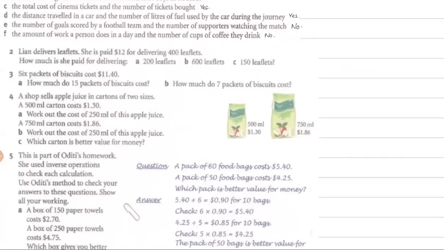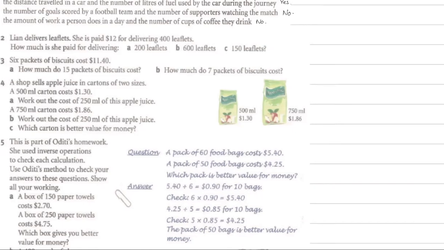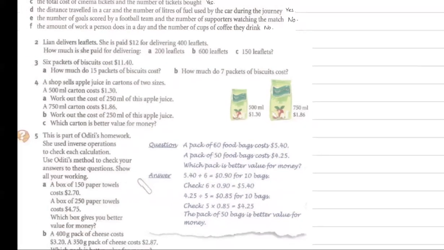Number two. Lian delivers leaflets, which means that you give papers to houses, like advertisements, or like in the shopping mall, they pass you some pamphlets or leaflets or brochures for you to see. She's paid $12 for delivering 400 leaflets. How much is she paid delivering 200 leaflets, 600 leaflets, and 150 leaflets? So let's look at number two.